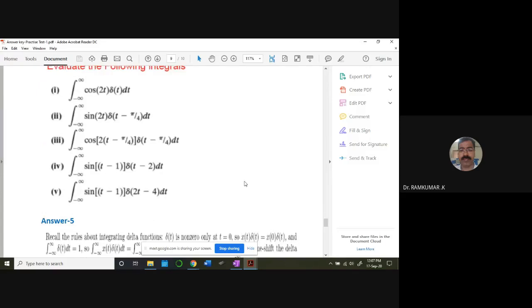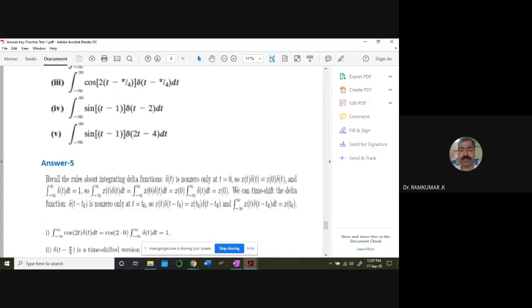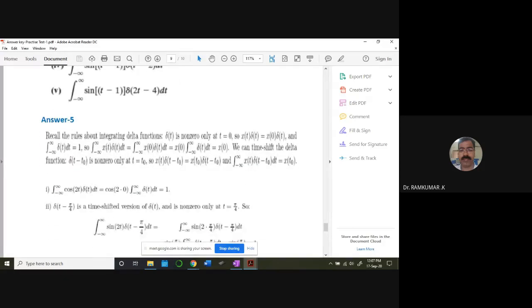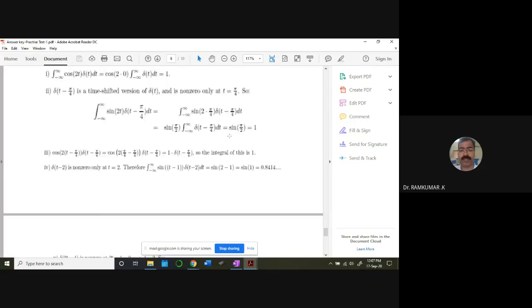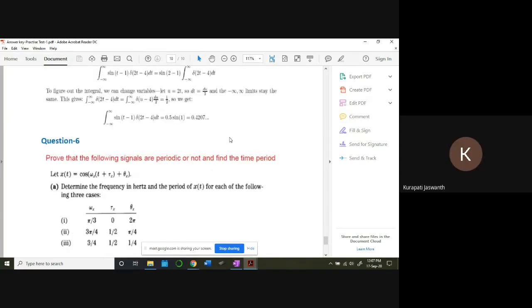Evaluating the integral is direct. Okay, so you have to simply substitute for t equal to 0. See cos 0 you are going to get, first signal. See here. Okay, cos 2 times 0 you are going to get. Therefore the integral of delta t is going to be always 1, and cos 0 is 1. Therefore it's going to be 1. Go through it again. All these we discussed in the classroom.